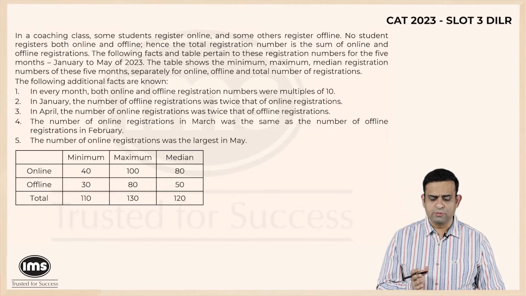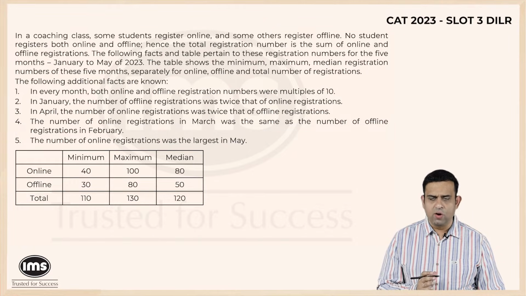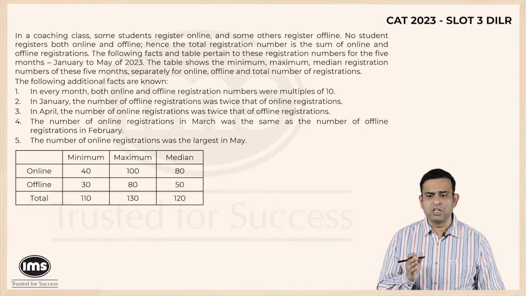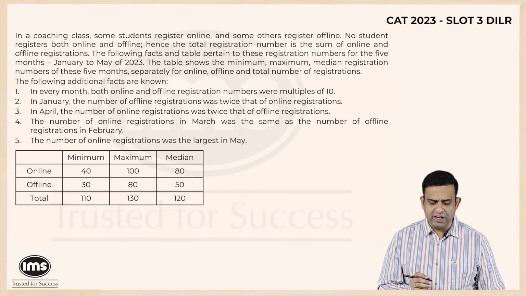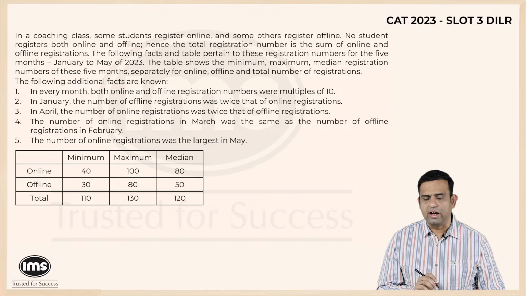In a coaching class, some students register online and some others register offline. No student registers both online and offline. Hence, the total registration number is the sum of the online and the offline registration. The following fact and the table pertain to this registration number for the 5 months, January to May of 2023. The table shows the minimum, maximum and the median registration number of these 5 months separately for online, offline and the total number of registration. And then they have given you the following fact.